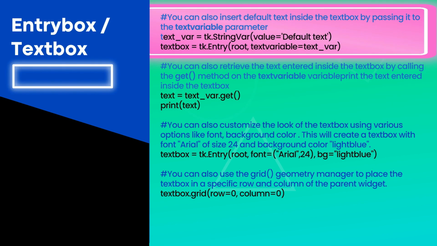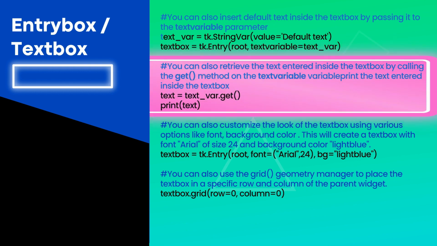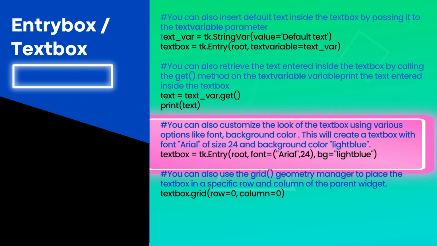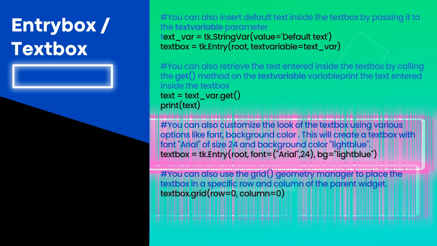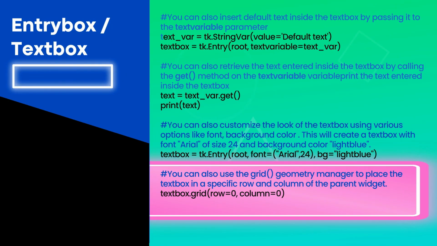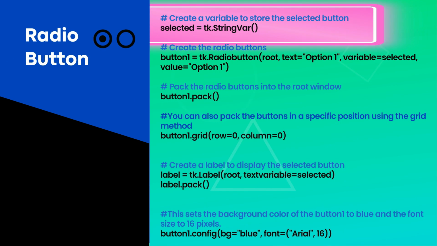You can also insert default text inside the text box by passing it to the text variable parameter. You can also retrieve the text entered inside the text box by calling the get method on the text variable. You can also customize the look of the text box using various options like font and background color. This will create a text box with font Arial of size 24 and background color light blue. You can also use the grid geometry manager to place the text box in a specific row and column of the parent widget. Create a variable to store the selected button.